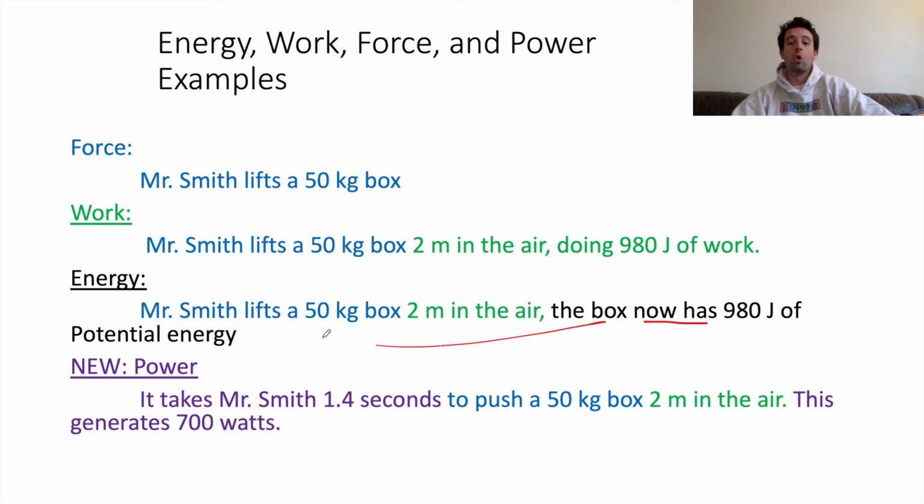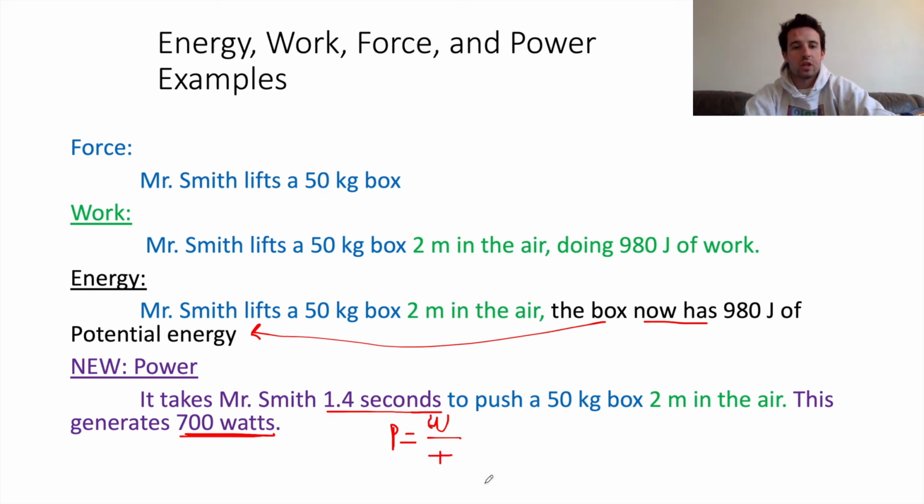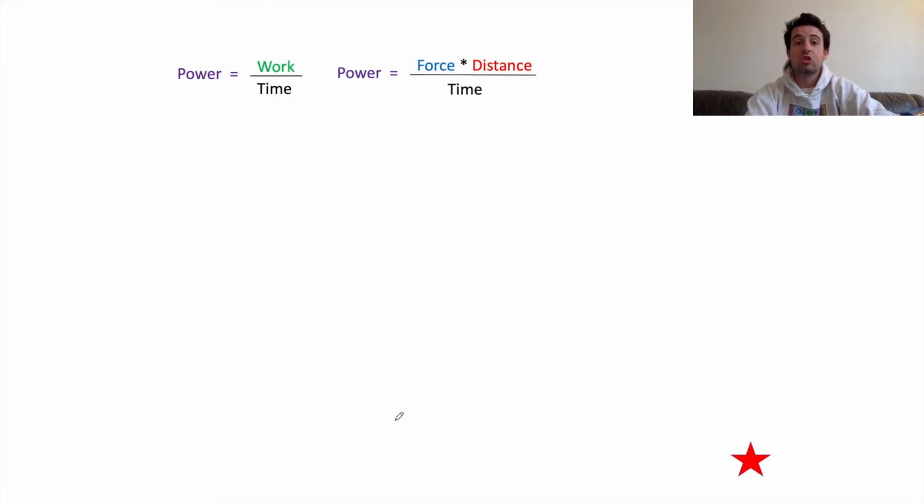That's the difference there. With power, I would have to incorporate a time. I would have to say it takes Mr. Smith 1.4 seconds to lift the box 2 meters in the air. And because I gave it a certain time, I could use power equals work divided by time to figure out that I generate 700 watts doing that in that 1.4 seconds of time. So we're going to focus now on how do we get numbers like 700 watts. Sound good? Great. So remember our two equations. These are definitely worth having in your notes. Power is work divided by time, and power equals force times distance divided by time.